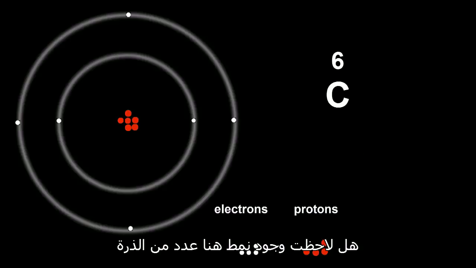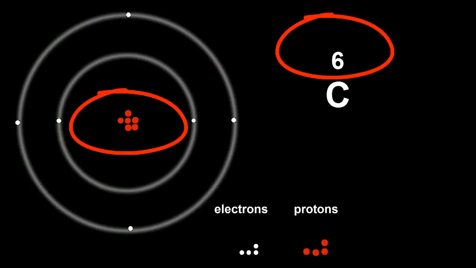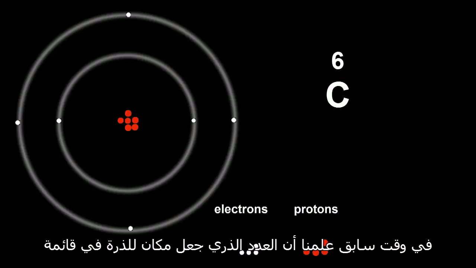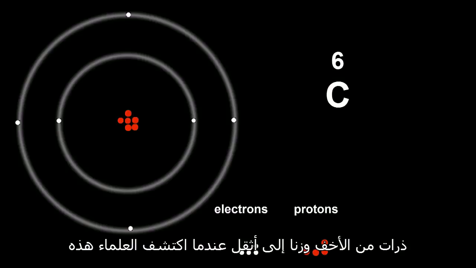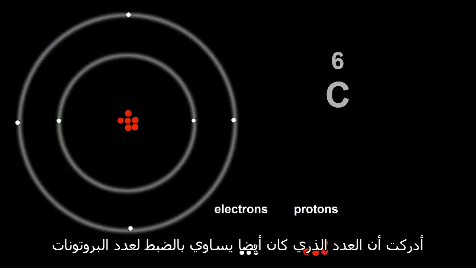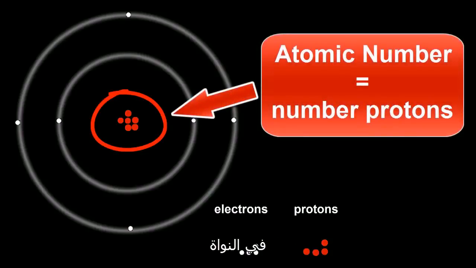Do you notice a pattern here? The number of the atom, its atomic number, is always the same as the number of protons in its nucleus. Earlier we learnt that atomic number meant the place of an atom in the list of atoms from the lightest to the heaviest. When scientists discovered these subatomic particles, they realized that atomic number was also exactly equal to the number of protons in the nucleus.